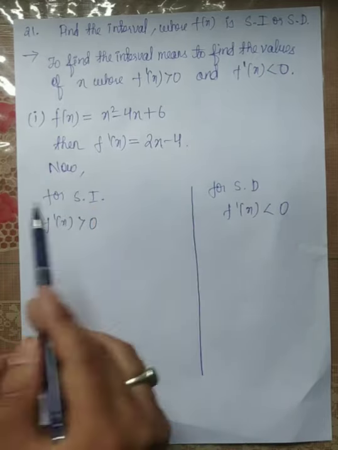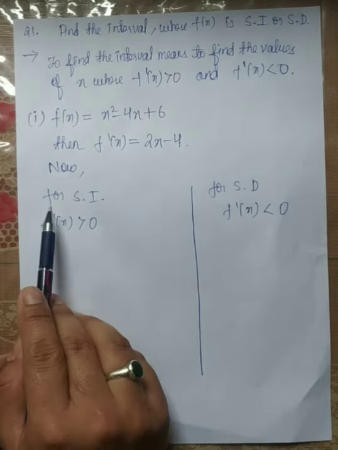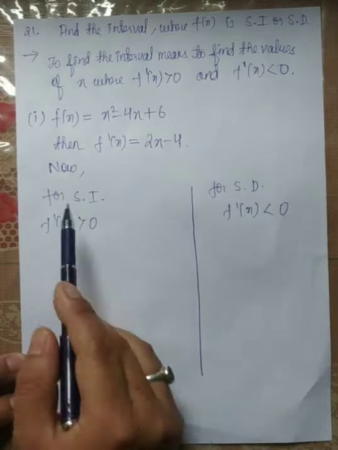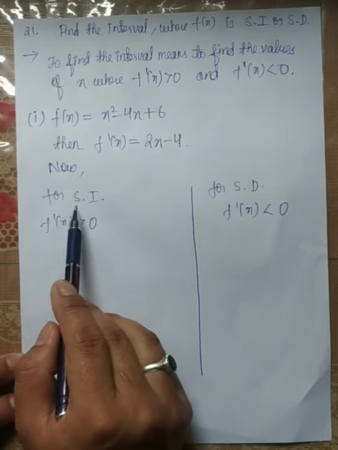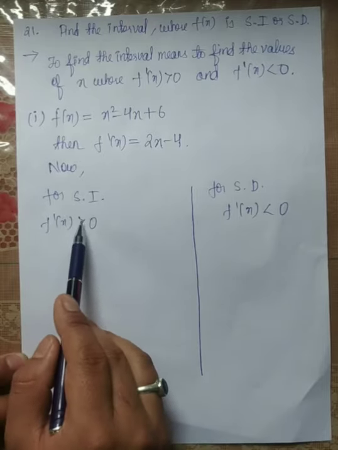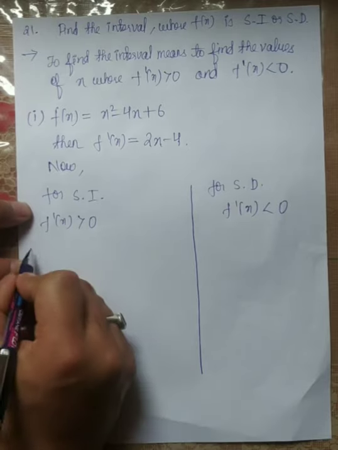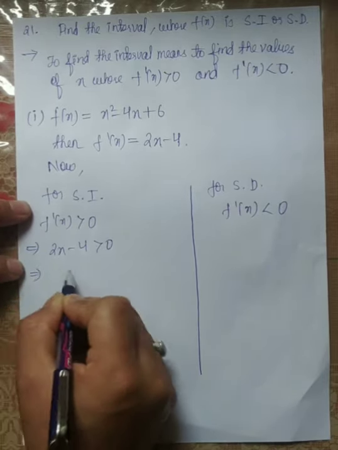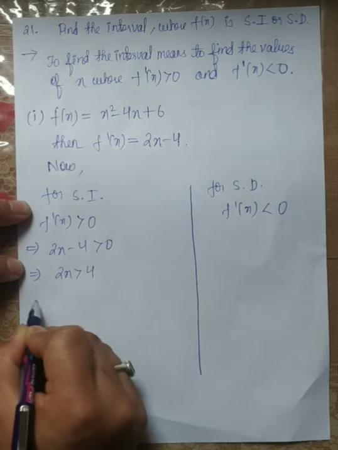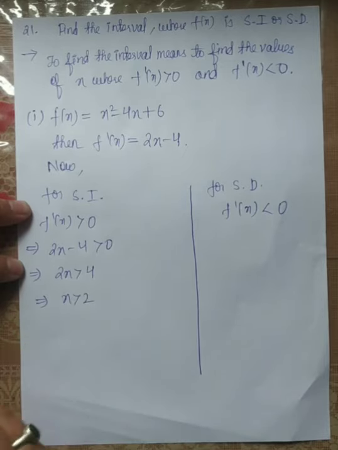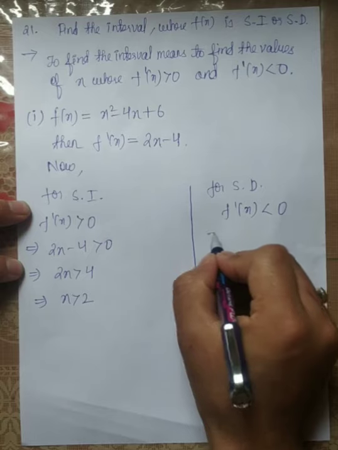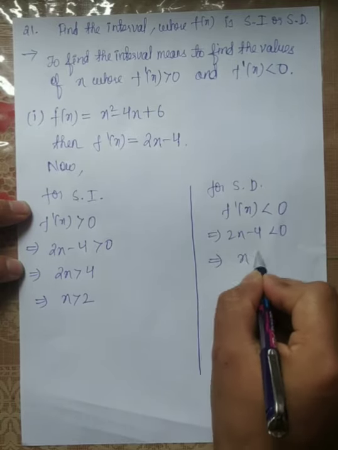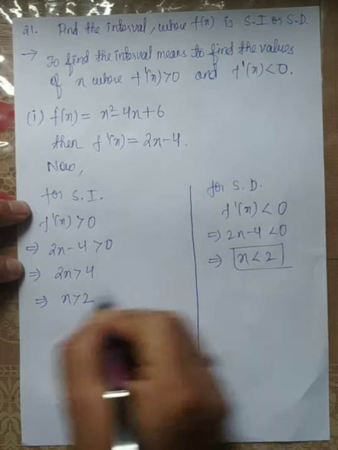Okay, so now what you do, you draw a line and write SI for strictly increasing and SD for strictly decreasing. We know the function is strictly increasing when f'(x) is greater than 0. So 2x minus 4 greater than 0, which means 2x greater than 4, so x greater than 2. Strictly decreasing means 2x minus 4 less than 0, so you will get x less than 2. Isn't it?